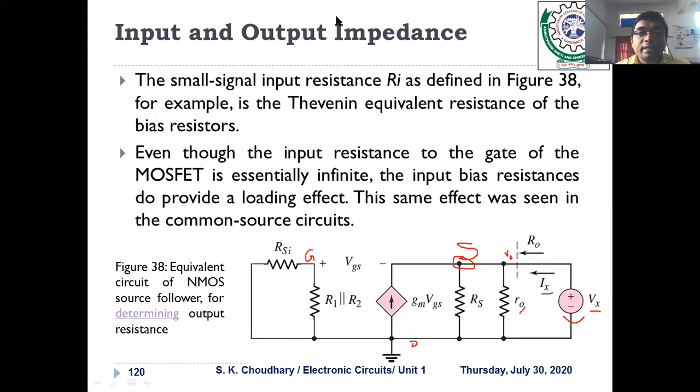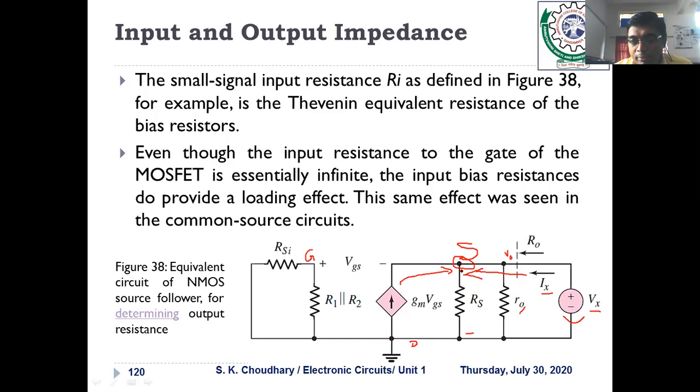How many incoming currents are here? There are two incoming currents. Which are these two? One is gm VGS, which is coming to this source node. Another is Ix, which is also incoming to this particular source node. That means the summation of Ix plus gm VGS is equal to the outgoing currents. What are those?